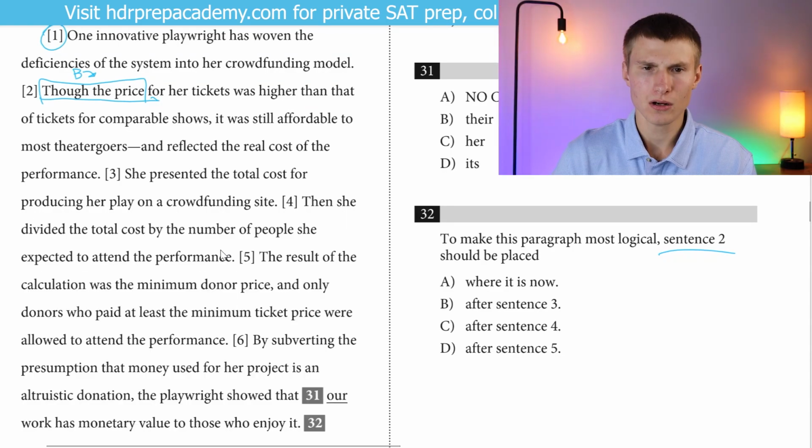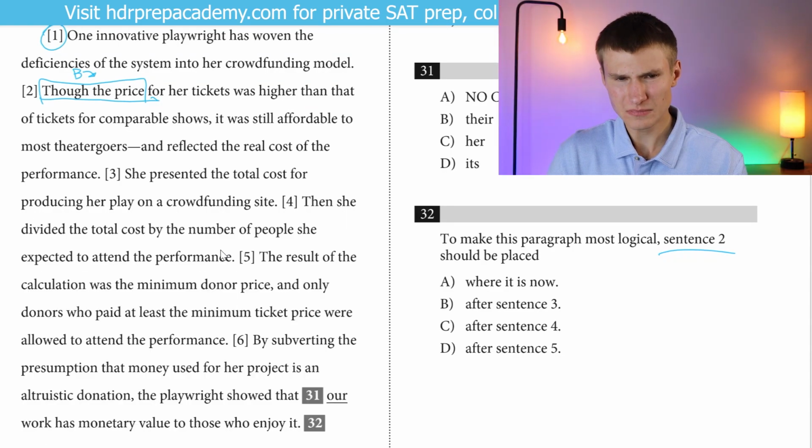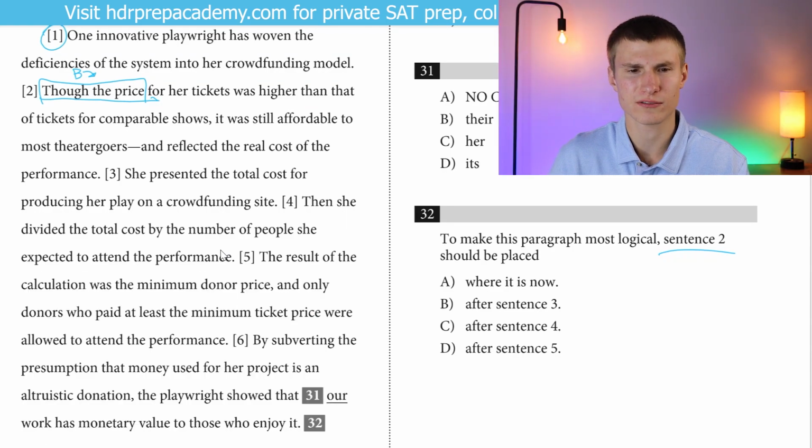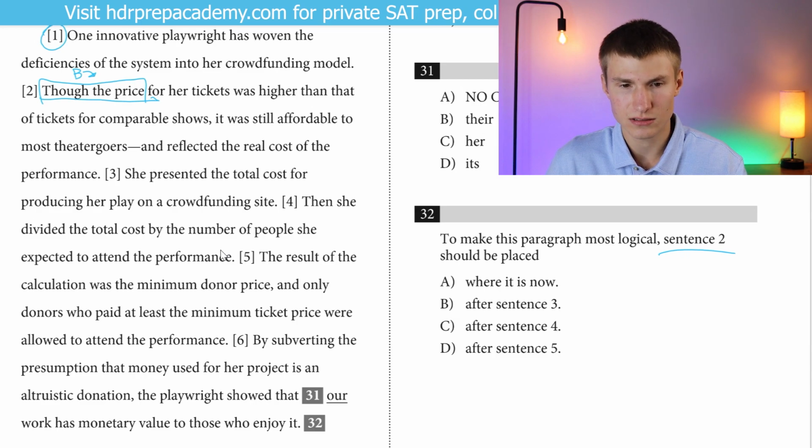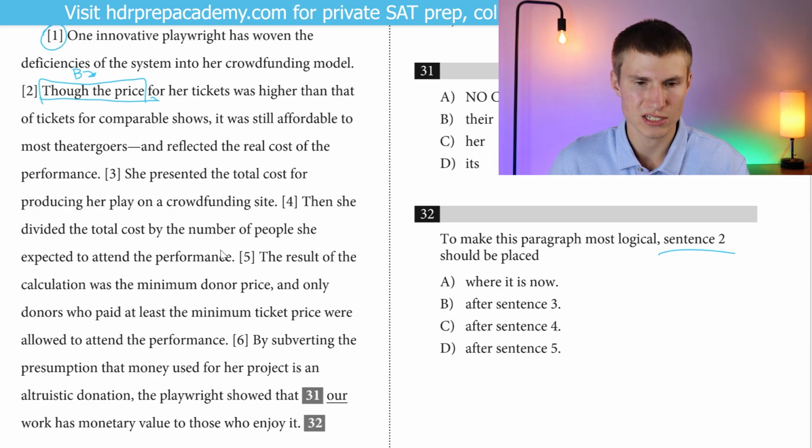So let's go ahead and read through. One innovative playwright has woven the deficiencies of the system into her crowdfunding model. And then we have, she presented the total cost for producing her play on a crowdfunding site. Then she divided the total cost by the number of people she expected to attend the performance. The result of the calculation was the minimum donor price, and only donors who paid at least the minimum ticket price were allowed to attend the performance.